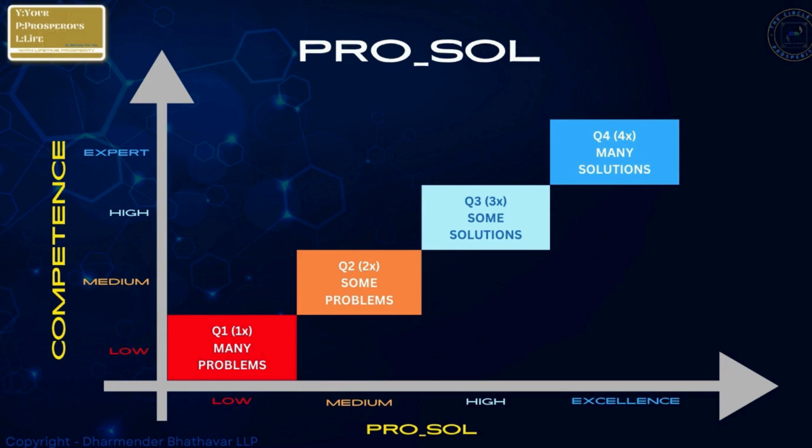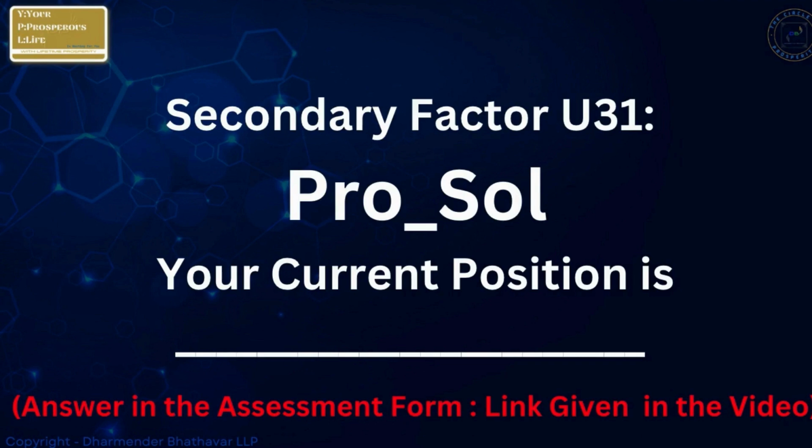Right now let us try to understand the secondary factor U31. What is your current position from problem to solution? And similarly, secondary factor U32, pro-solve your desired position. Make a note of where exactly you want to transform yourself from your current position into the desired position.